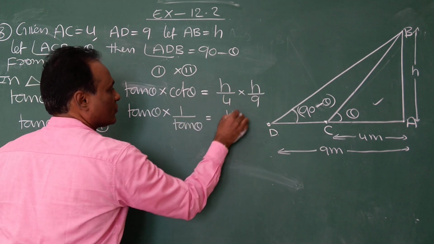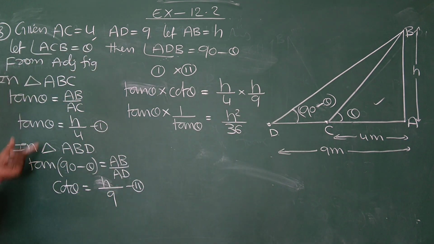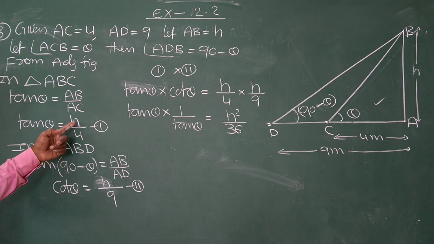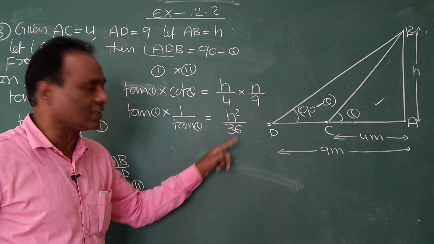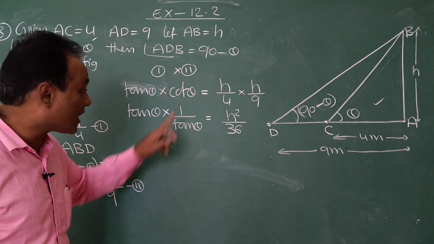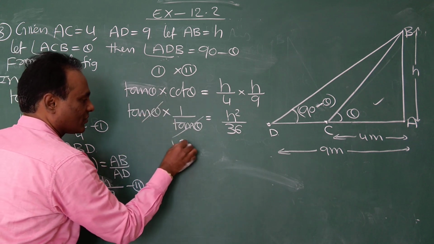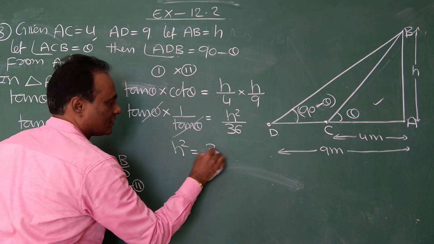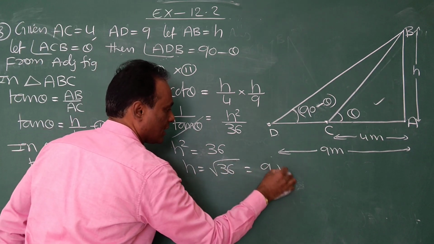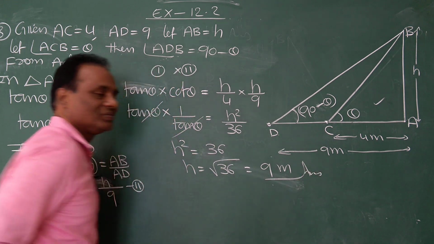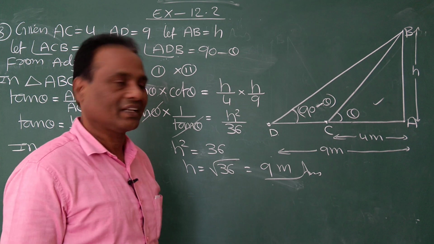h into h, h square by 4 into 9, 36. Tan into cot is equal to h by 4 into h by 9. Why did I multiply? Because cot is equal to 1 by tan. Tan cancels. h square is equal to 36 into 1, 36. h is equal to root 36 is equal to 9 meters. Answer: the height of the pole is 9 meters.